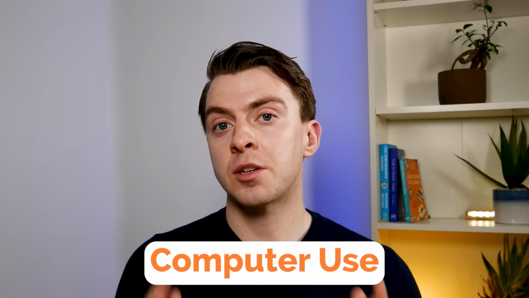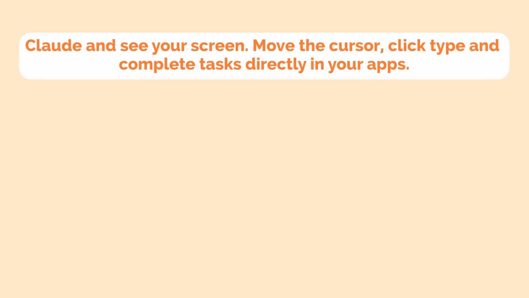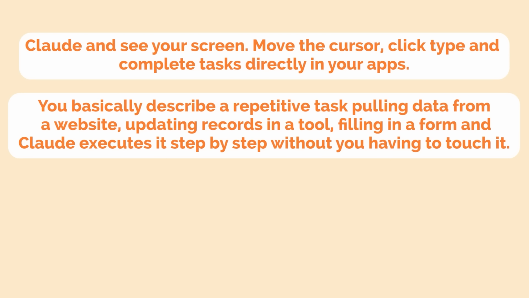The final feature is computer use. Computer use is the most hands-off of the agentic features. Claude can see your screen, move the cursor, click, type, and complete tasks directly in your apps. You basically describe a repetitive task, pulling data from a website, updating records in a tool, filling in a form, and Claude executes it step by step without you having to touch it.